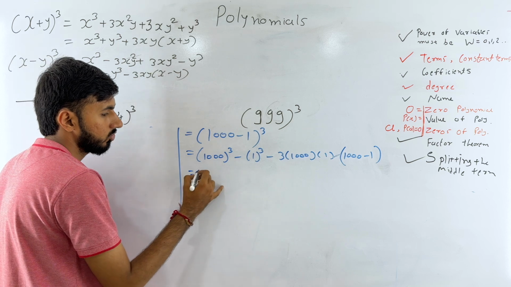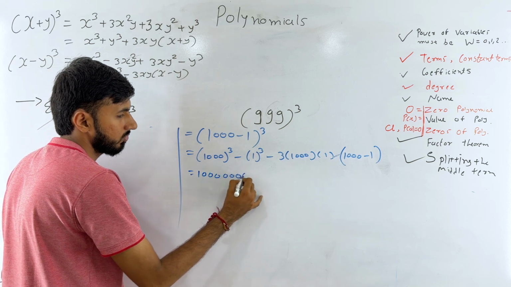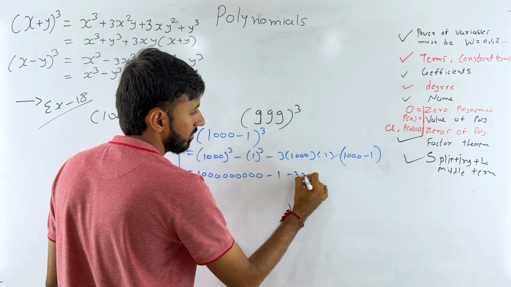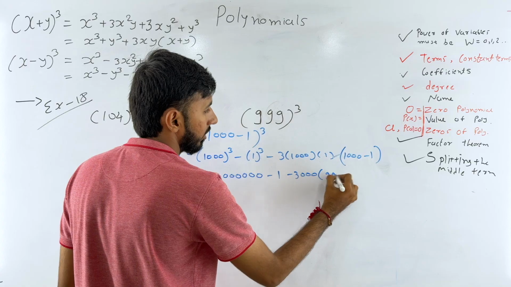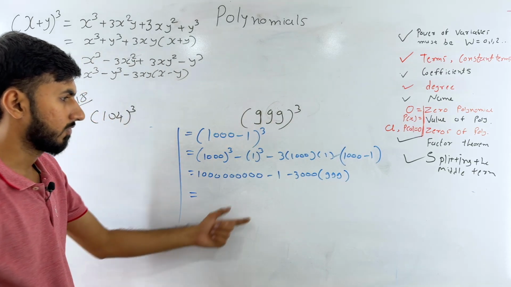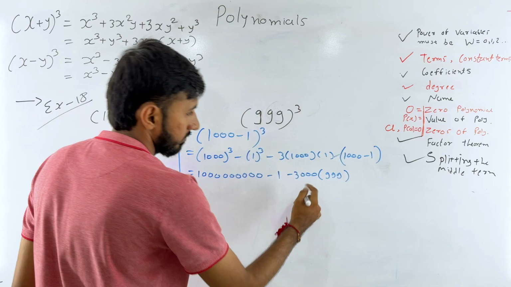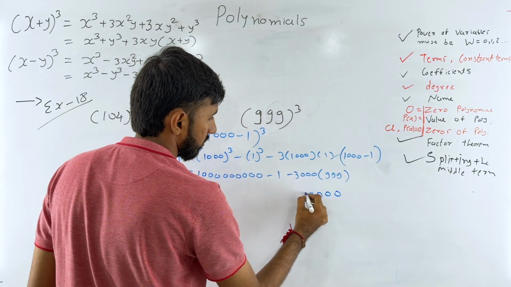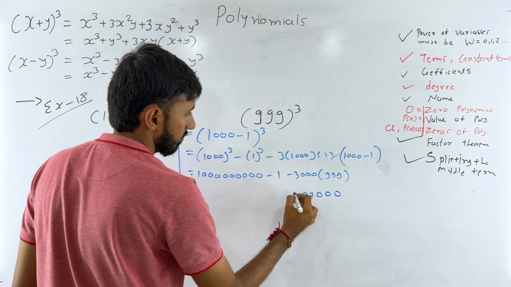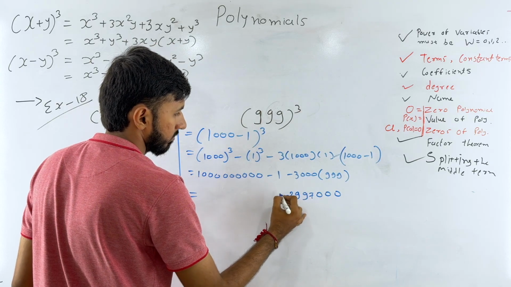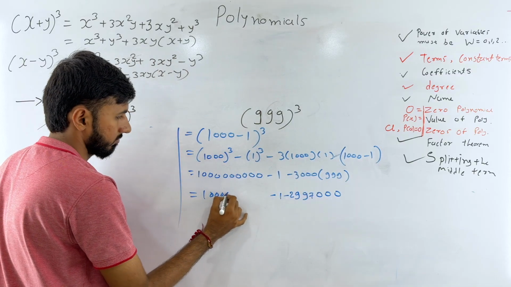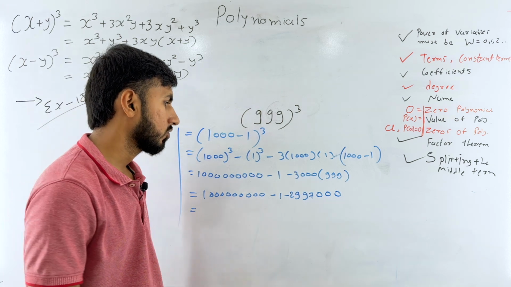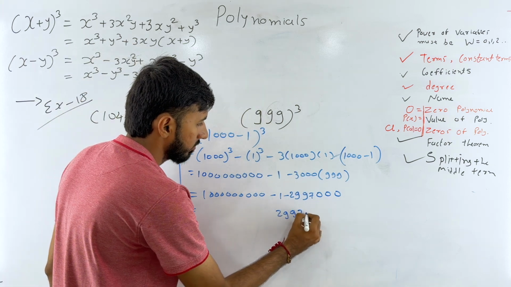So 1000 cube, that will be 9 zeros, right? Now minus 1 minus 3000 multiply 999. So your final answer looks like this, right? Now just add these two terms, your answer will be 2997001.